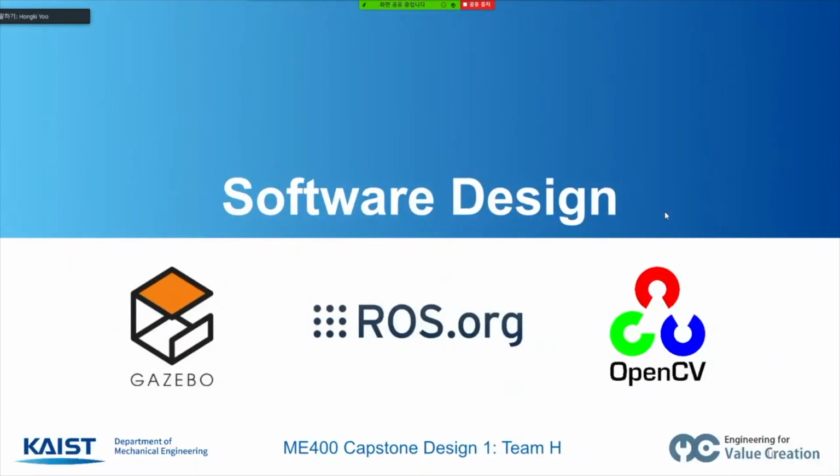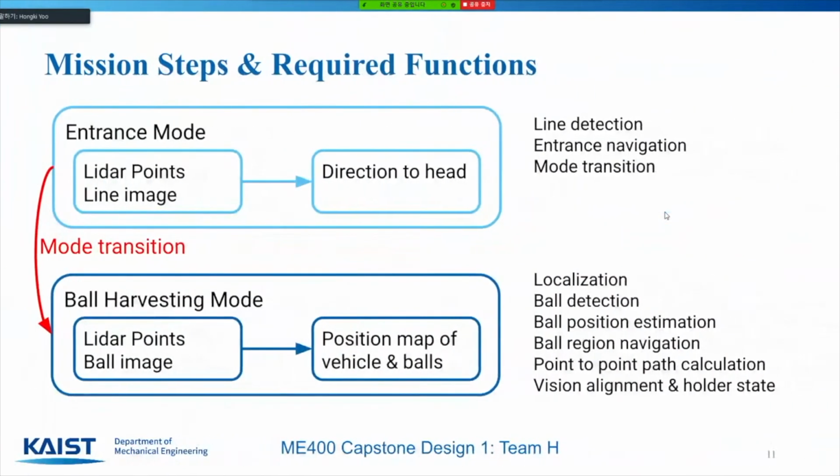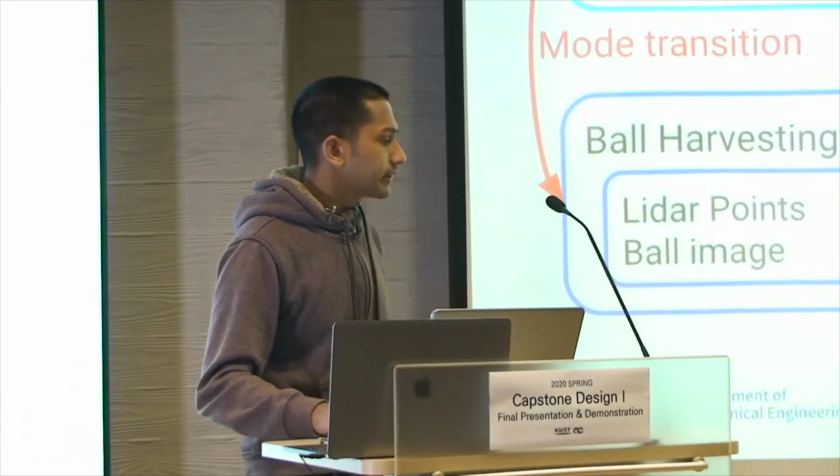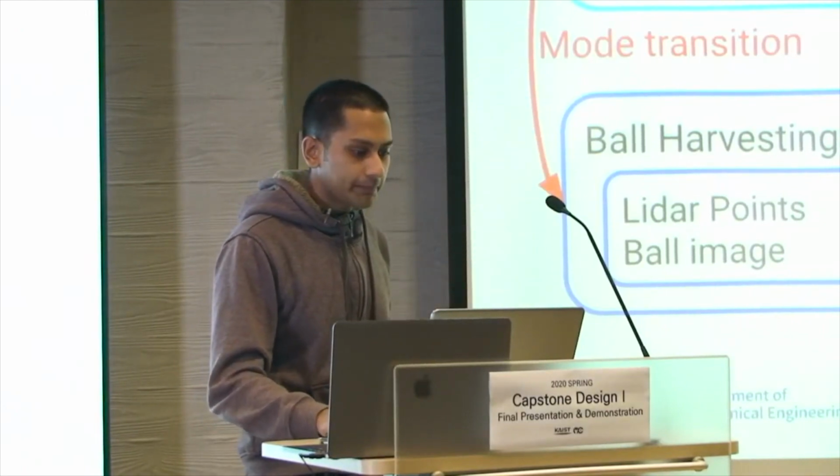So next is the software design. First, to complete our task by actuating the vehicle that we just showed you, we have to process the input. So for entrance, the heading direction was calculated by using LiDAR data and the black line. After entering the ball harvesting zone, we reconstructed the total map by positioning the vehicle and balls. And to separate the two modes, we used an intermediate mode transition, and I'll talk about how that works shortly.